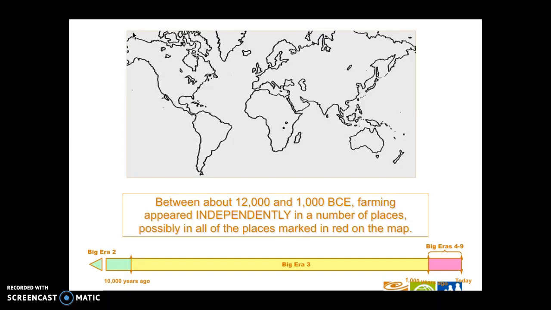Interestingly enough, between the years 12,000 and 1000 BCE, we're going to see farming appear in a whole bunch of different places around the globe. And it's interesting because they're independent of each other, right? Just because farming emerges in China doesn't necessarily mean that farming emerges in Ethiopia. They're not connected. It's not like people from China travel to Ethiopia and say, hey, let's start some farming. So these happen independent of one another.